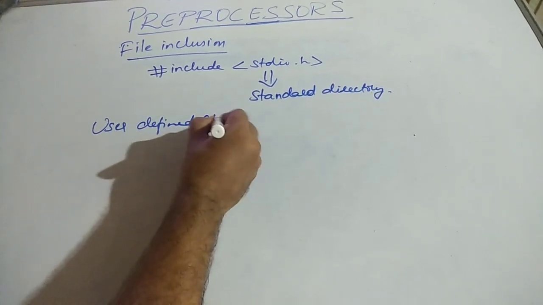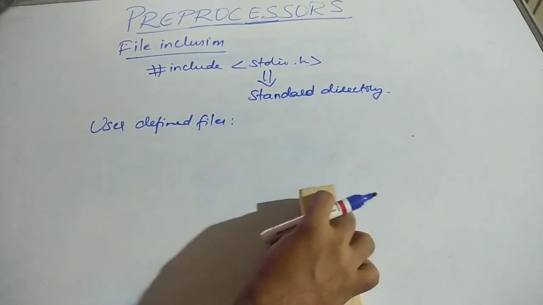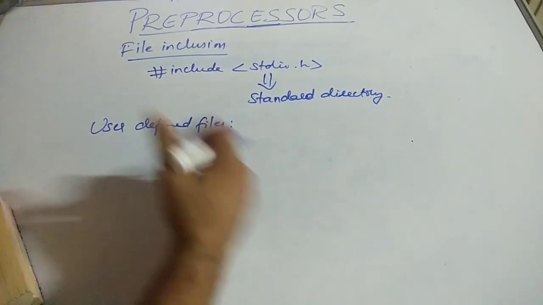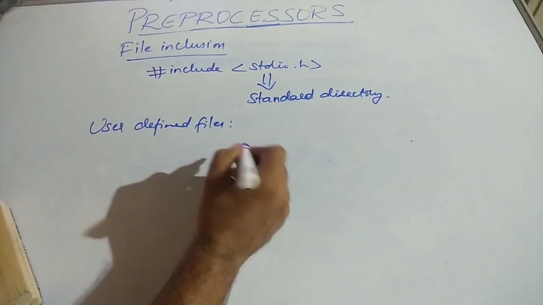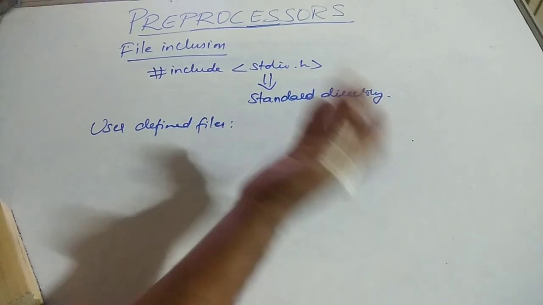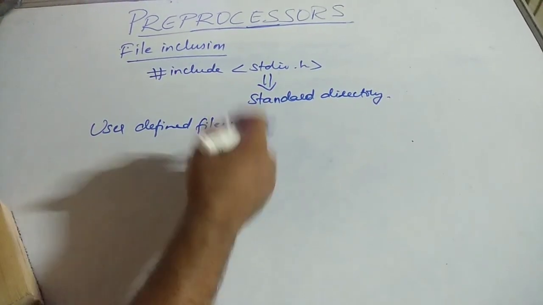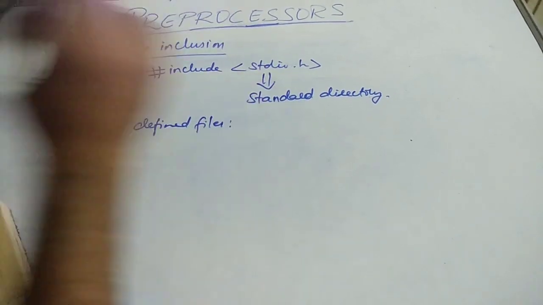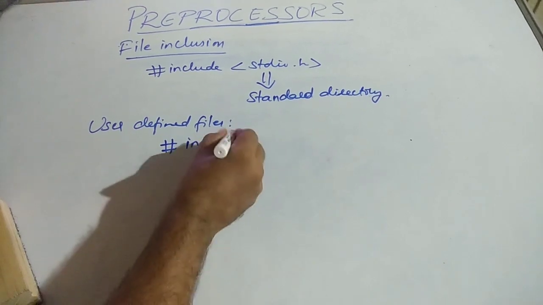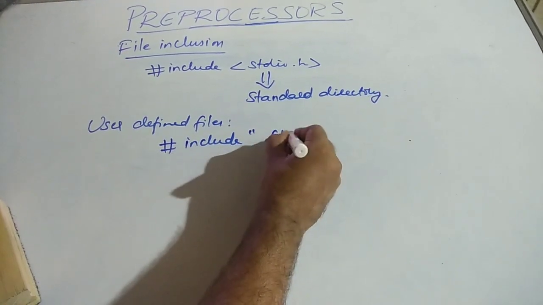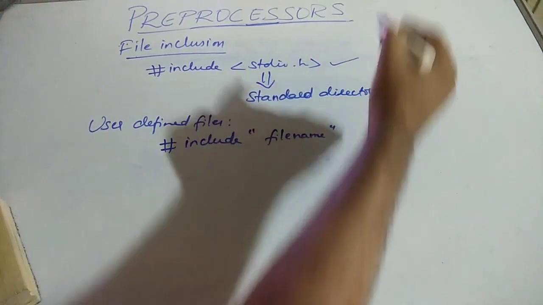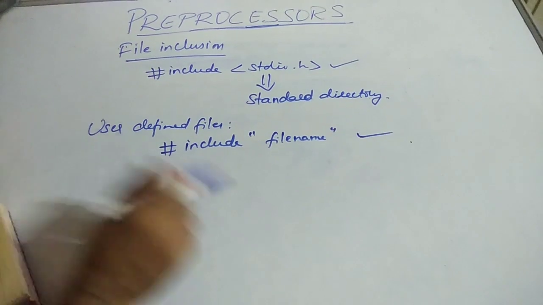User-defined files. Why do we go for user-defined files? Generally, whenever we write a program, if the program becomes very large, it is a very good practice to divide the program into smaller files and include them whenever necessary. So these types of files are user-defined files. So how can we include them? We can say #include, and in a pair of double quotes we write the file name. Is it clear? So as we include our standard library file, similarly we can also include our user-defined file.